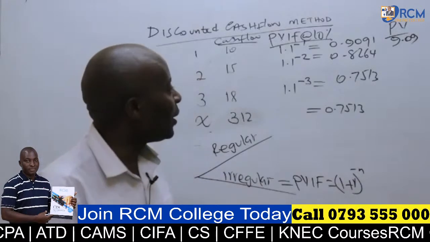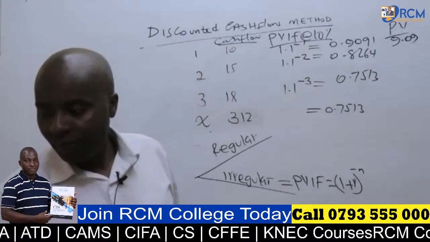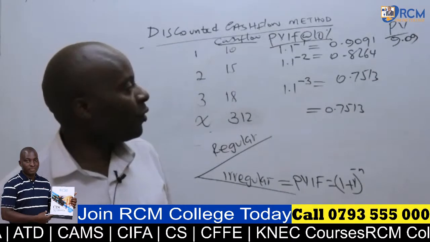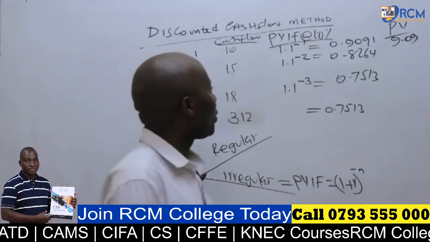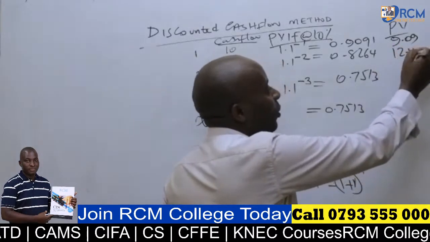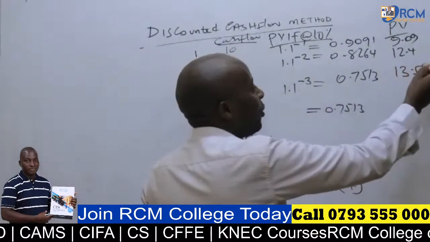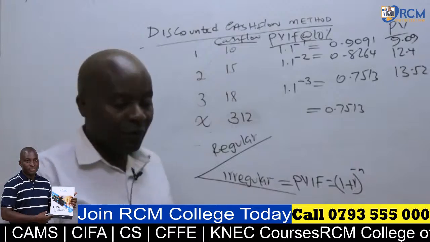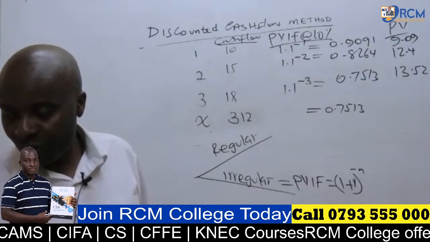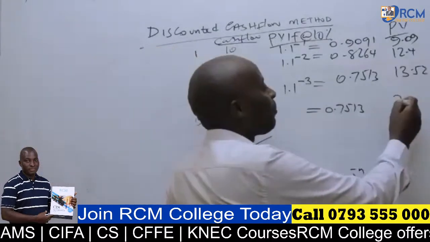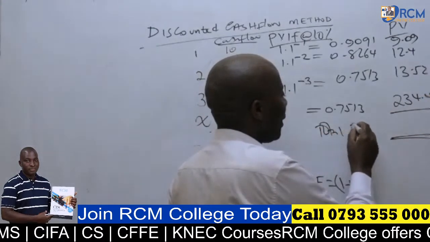So we are being given the second figure, 15 times 0.8264. The second figure is 12.4. There is a 12.4 somewhere, and then there is a 13.52. And then lastly, ladies and gentlemen, we happen to be having this big figure of infinity, which happens to be 234.41. And then I'll come and add for you to be able to give us the total present value.